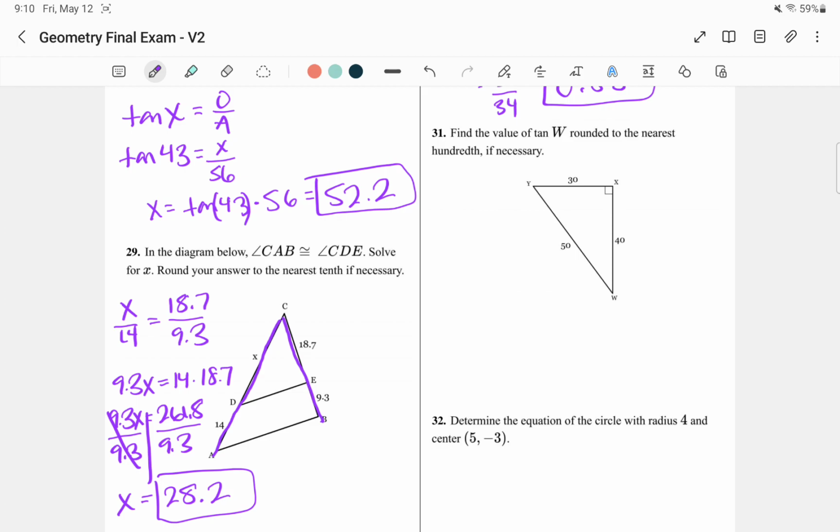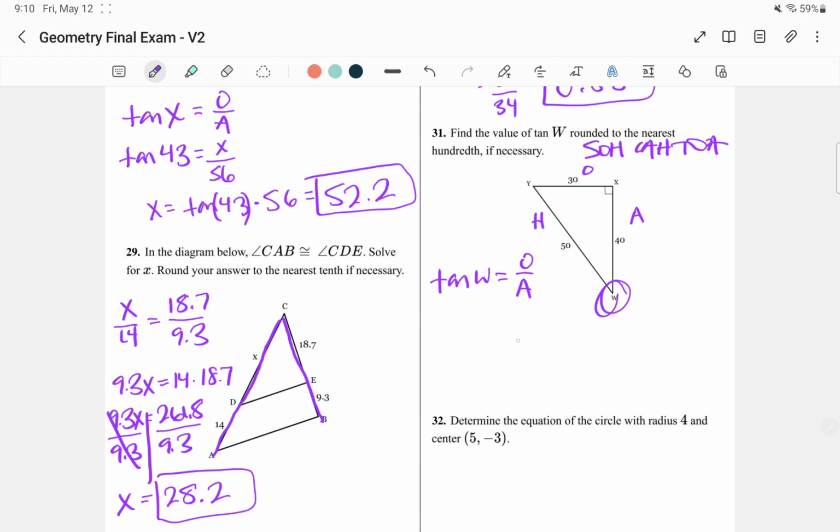So let's jump into 31, which says find the value of tan W, round to the nearest hundredth if necessary. So since it's saying tan, let's write SOHCAHTOA. Tangent of W is going to be O over A. Oh, sorry, we didn't label. Let's label first. So this is W right here. H is right here, O is right here, and A is right here.